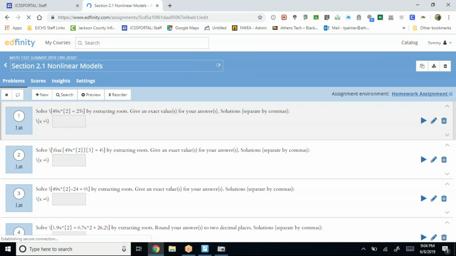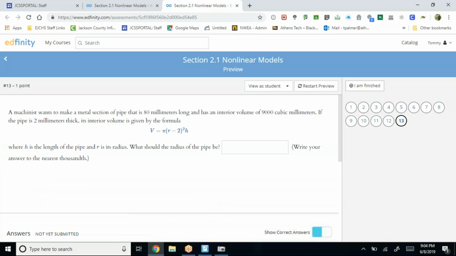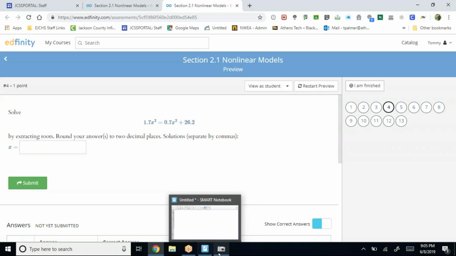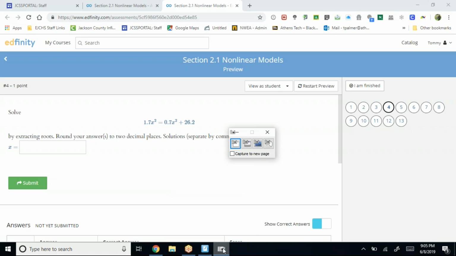Number 4121, preview. There we go. Let's make this go. Find the roots of the particular quadratic.